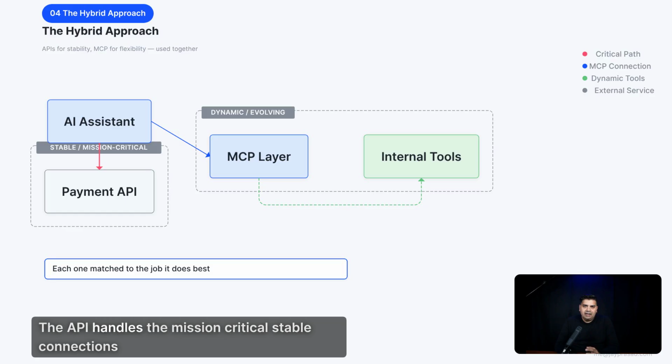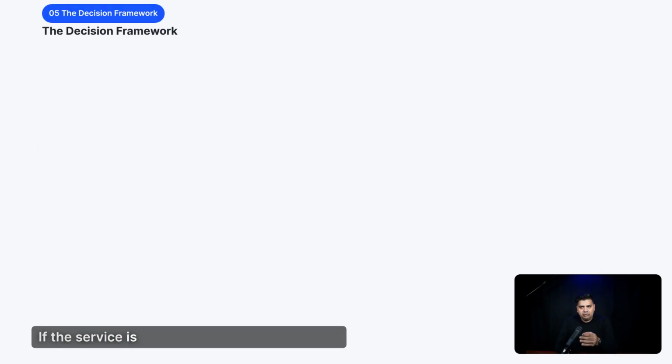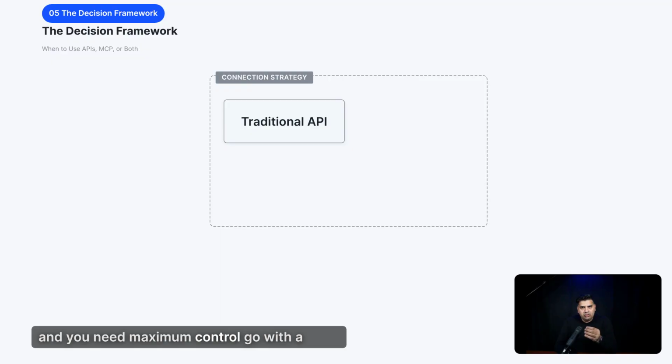The API handles the mission critical stable connections. MCP handles the dynamic evolving ones, each one matched to the job it does best. Your decision framework in plain terms: if the service is mature and you need maximum control, go with a traditional API. If you want your AI to flexibly discover and use multiple tools with less custom code, lean toward MCP. And if you're building anything complex, you'll probably end up using both.